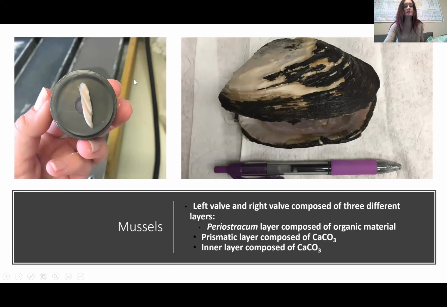And over here is a thin section of a mussel shell. What we can do is cut up the shell into thin slices, make thin sections out of them, and analyze mussel shells by their thin section.